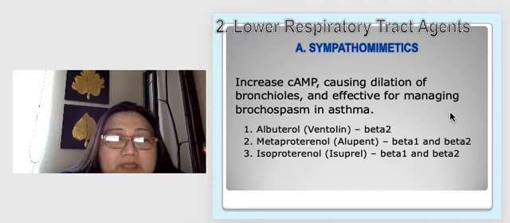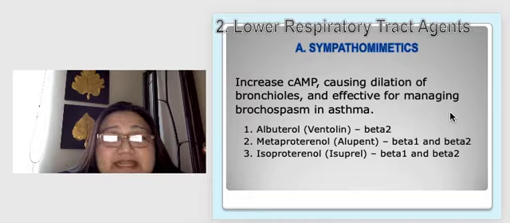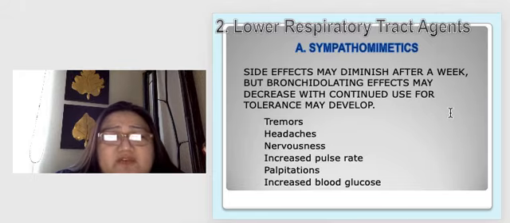And pero sa lahat ng yan, if there is acute asthmatic exacerbation, it's still epinephrine which is most effective, but bronchodilators can be given in conjunction with it. Side effects may diminish after a week, but the bronchodilating effects may decrease with continuous use because tolerance may develop.